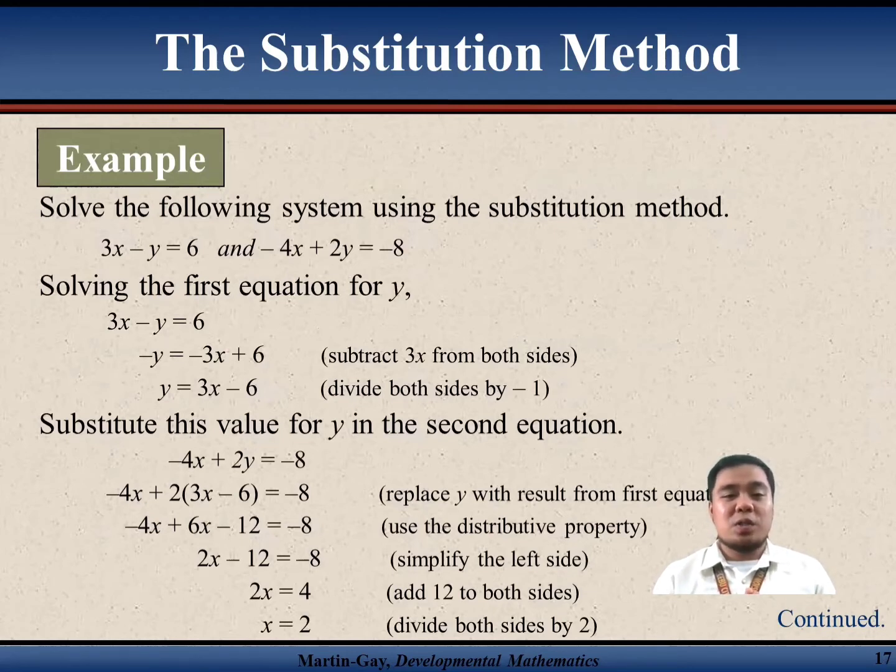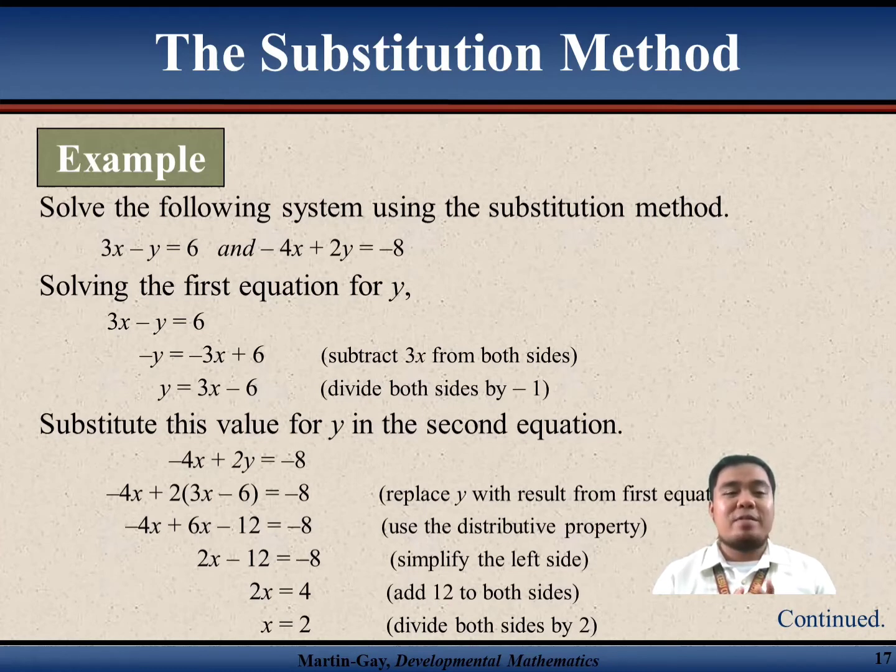Solve the following equations in the system by substitution: 3x - y = 6 and -4x + 2y = -8. Again, our goal is to solve for one variable from one equation. So I will take equation number 1, which is 3x - y = 6. I have to get the value of the variable in expression. Since y does not have a numerical coefficient, I can use that one directly.